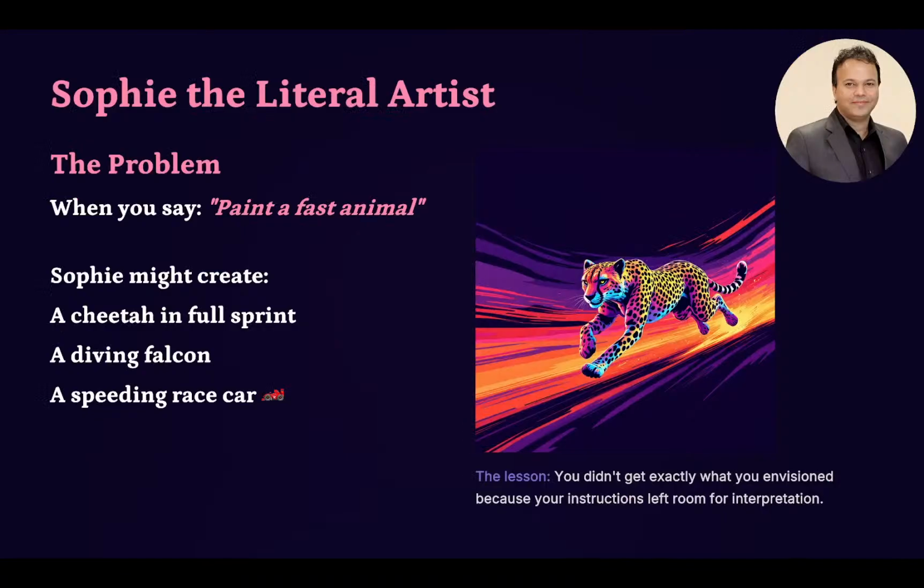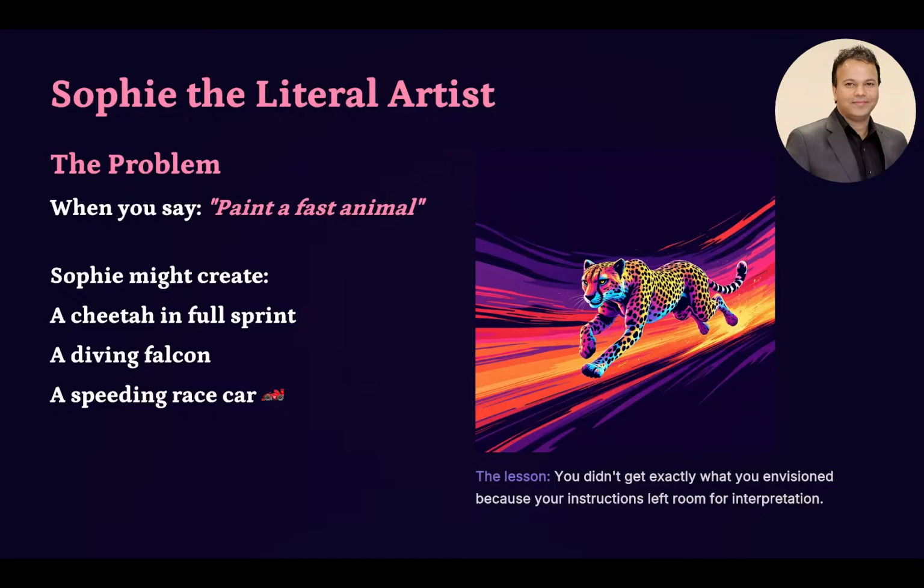Let's come back to Sophie now, right? So Sophie is a painter. She's an artist, right? If you say paint a fast animal, I don't know what she's going to paint, because I did not give her enough context. She can paint a picture of a cheetah running in full sprint. Maybe that's what I wanted.